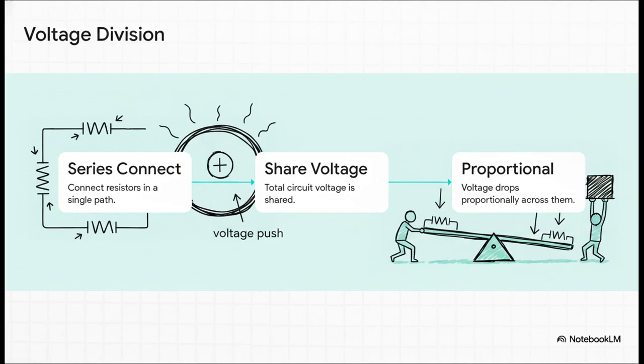A massive tool for this is voltage division, and it happens in 3 super intuitive steps. First, you connect resistors in series, which just means putting them one after the other in a single path. Second, the total voltage, the total push of the entire circuit, is shared among those resistors. And third, the voltage drops proportionally across them. It's honestly just a natural way of sharing a really heavy workload. It's like if you and 2 friends are carrying a giant couch, the total weight naturally divides among the 3 of you based on how much of the actual load you're physically holding up.